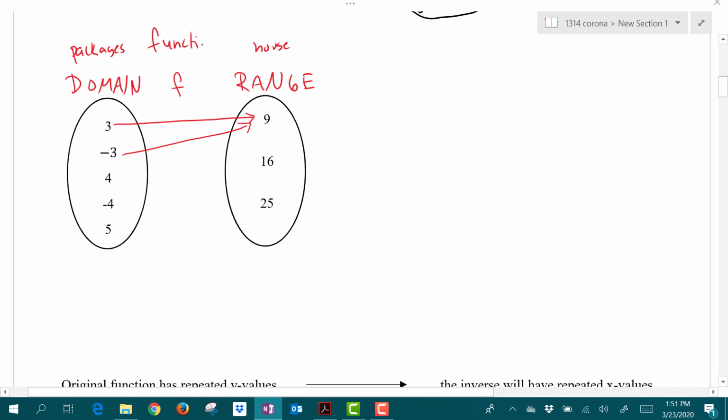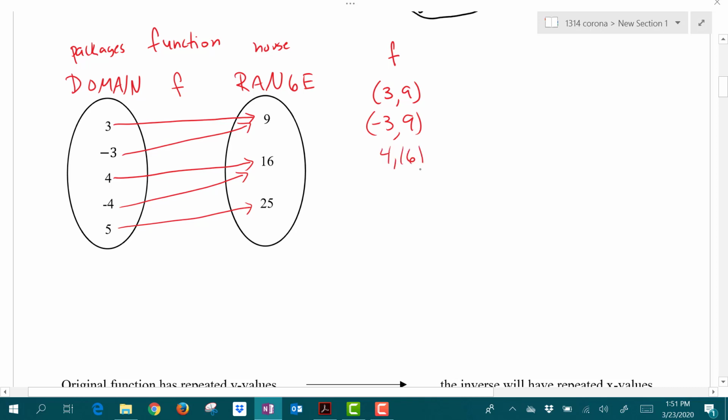So far, so good. That's okay. Let's have 4 go to 16, and we'll have negative 4 also go to 16. Still okay, still a function, and then we'll have 5 go to 25. So when I look at the ordered pairs for f, we have 3 goes to 9, negative 3 also goes to 9, 4 goes to 16, negative 4 also goes to 16, and then we have 5 going to 25.